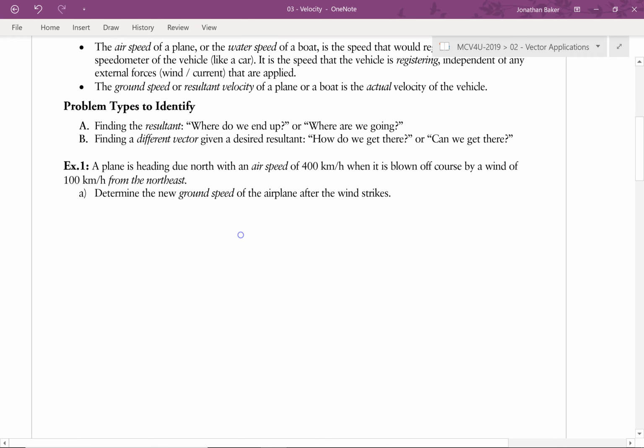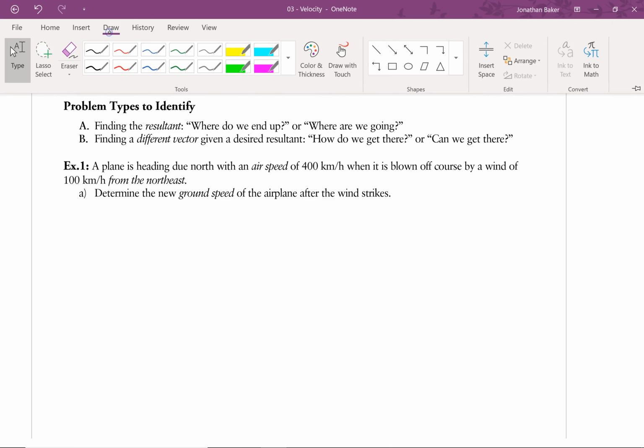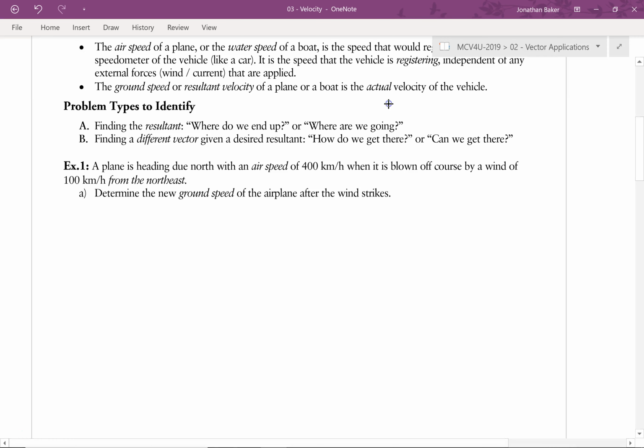So example 1 says a plane is heading due north with an airspeed of 400 kilometers an hour when it is blown off course by a wind of 100 kilometers an hour from the northeast. Part A, determine the new ground speed of the airplane after the wind strikes. So the idea here is that our ground speed, which is our resultant velocity, is going to be changing as soon as the wind hits because it's now pushing us somewhere. So let's use two diagrams. Let's first start with a position diagram to just show how the wind is going to be affecting the plane.